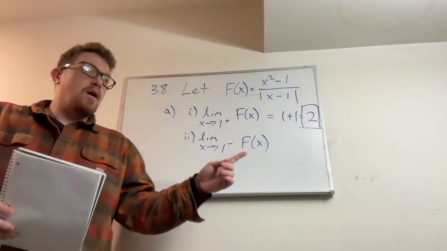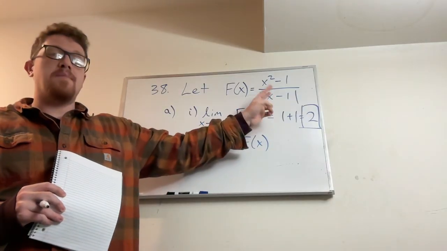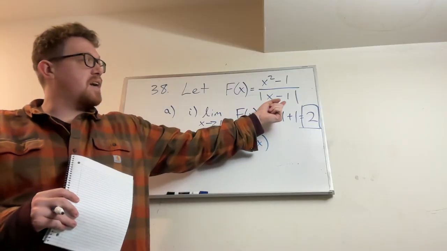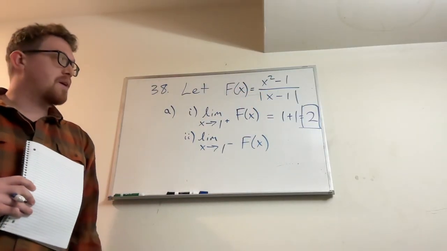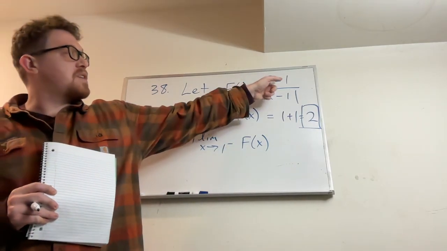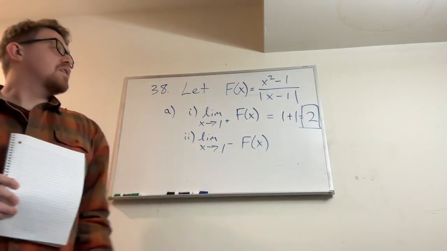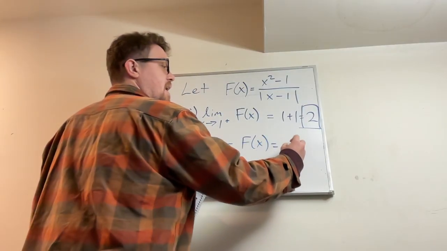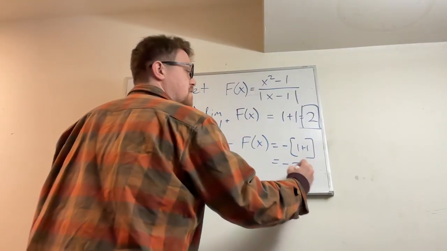But when I approach 1 from the negative direction, then this absolute value sign actually flips the number. Because when I plug in numbers less than 1, I'm going to be getting something that's negative here. When I take the absolute value, I'm going to get the negative of the negative number, and it's going to become positive again. So really, this is like now x minus 1 times x plus 1 divided by negative x minus 1. So now it's basically the same fraction, but I pick up a negative sign. So this is negative 1 plus 1, which is negative 2.